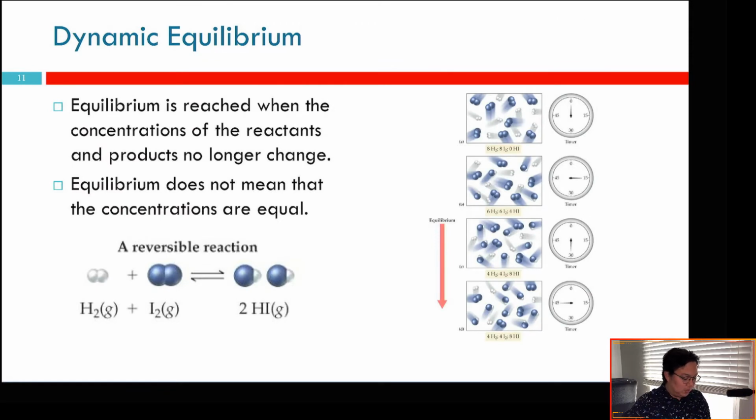So we reach equilibrium, again, when the concentrations of the reactants and products no longer change. That's why it's called a dynamic equilibrium, because it's balanced, but it's only balanced as long as the reaction rates remain the same. In this example, again, we're using hydrogen and iodide, this reversible reaction.